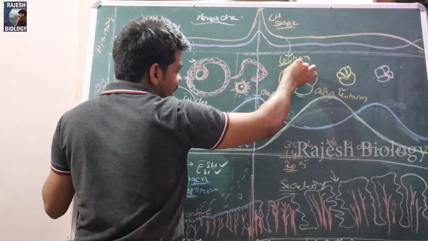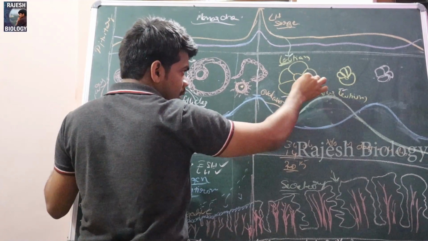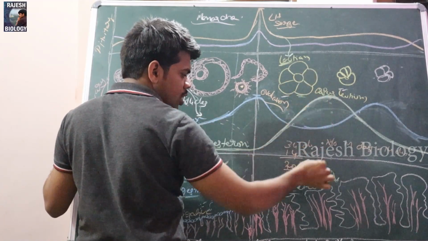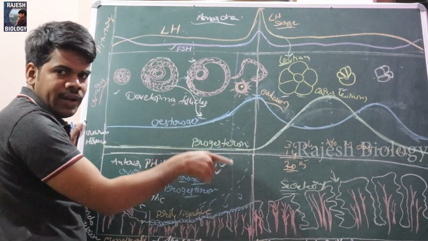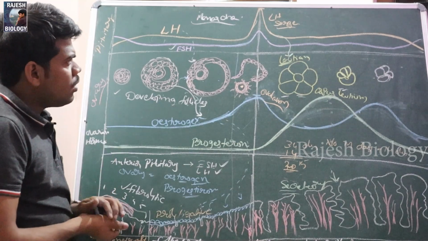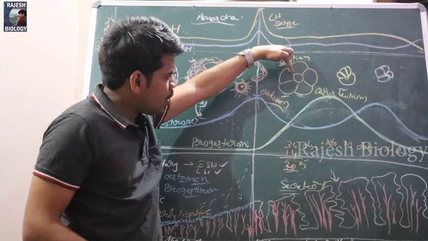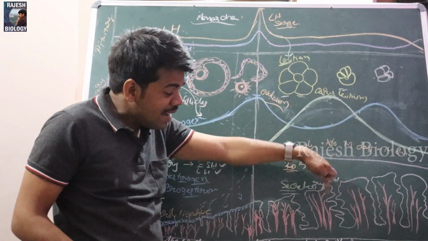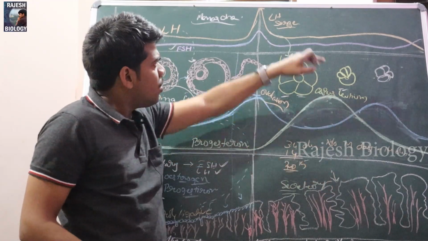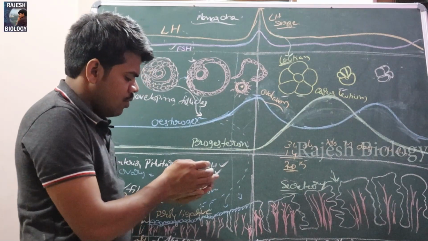This LH hormone, the luteinizing hormone, maintains the corpus luteum's health. The corpus luteum releases progesterone. Progesterone maintains the endometrium, all are interlinked. The luteinizing LH hormone stimulates what? The corpus luteum. The corpus luteum releases progesterone. Progesterone maintains the endometrium.